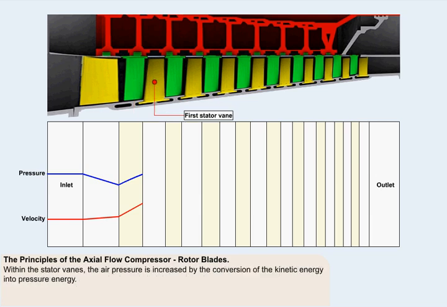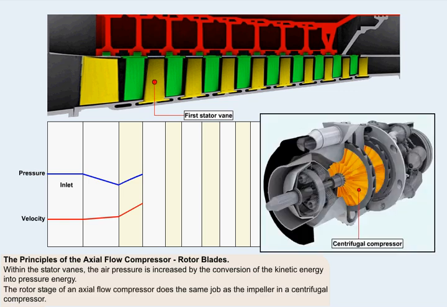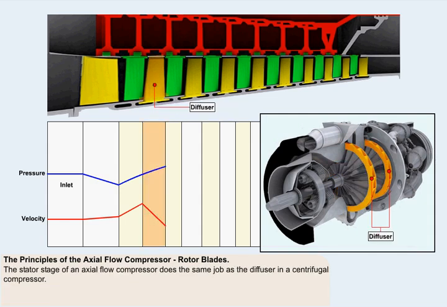Within the stator vanes, the air pressure is increased by the conversion of the kinetic energy into pressure energy. Essentially then, the rotor stages of an axial flow compressor can be seen as doing the same job as the impeller in a centrifugal compressor, while the stator stages of an axial flow compressor can be compared to the diffuser in a centrifugal compressor.